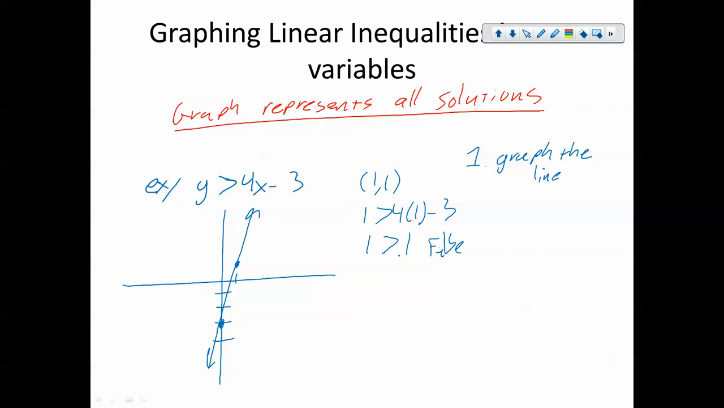Notice that when this was an equal sign, it was a true statement and it was a solution. But because this isn't equal to it, it doesn't work. However, our solutions are going to be on one side of this line. So what we need to do is determine which side of the line contains our solutions.